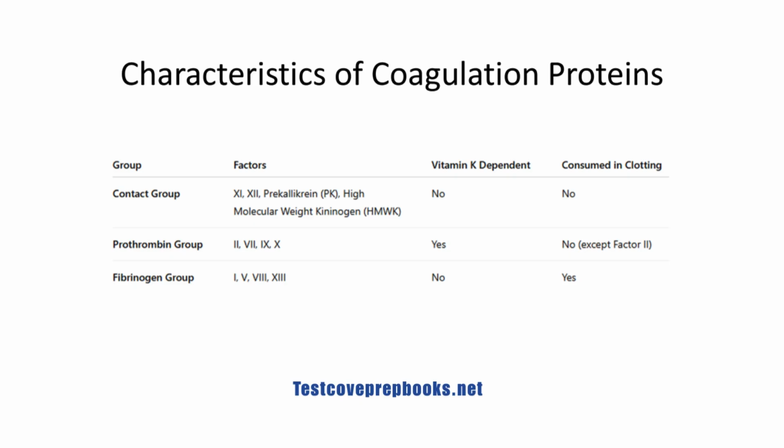The bottom line: the contact group helps initiate coagulation but remains in circulation. The prothrombin group requires vitamin K for synthesis and includes most of the vitamin K-dependent factors. The fibrinogen group is unique because its members are actually consumed during clot formation.